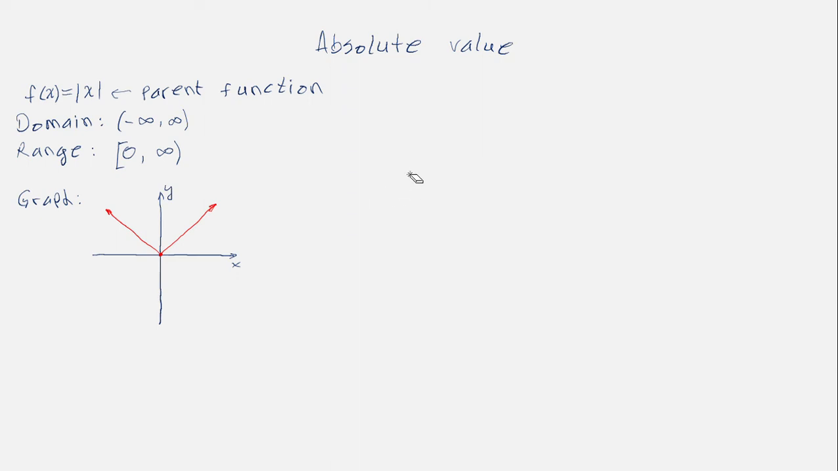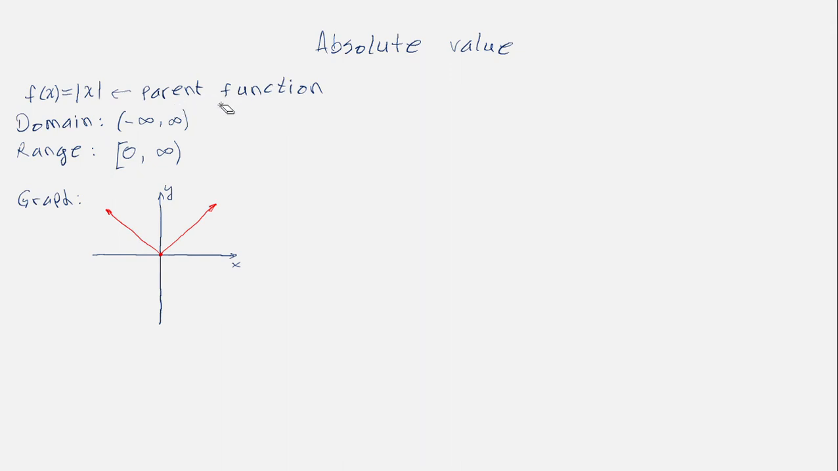Hello, let's talk about absolute value. First, let's just talk about basic characteristics, such as the graph right here. The graph looks like a big V, and each branch is at 45 degrees with the x-axis, right? So it's two straight rays, each of them going 45 degrees with the x-axis.